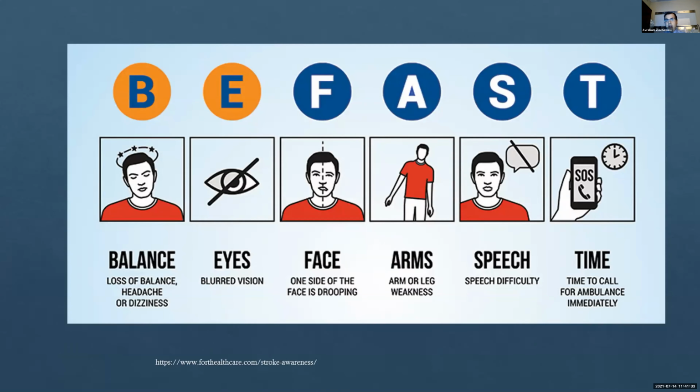So there's this mnemonic that people use, which is very helpful out in the community for the signs of stroke. It's called BE FAST. B is balance issues, loss of balance; E is eyes, blurry vision; F is face, a facial droop; A is arm, one arm or one leg becomes weak; S is speech difficulty; then the T is time. Call the ambulance. This is a patient you suspect has a stroke.